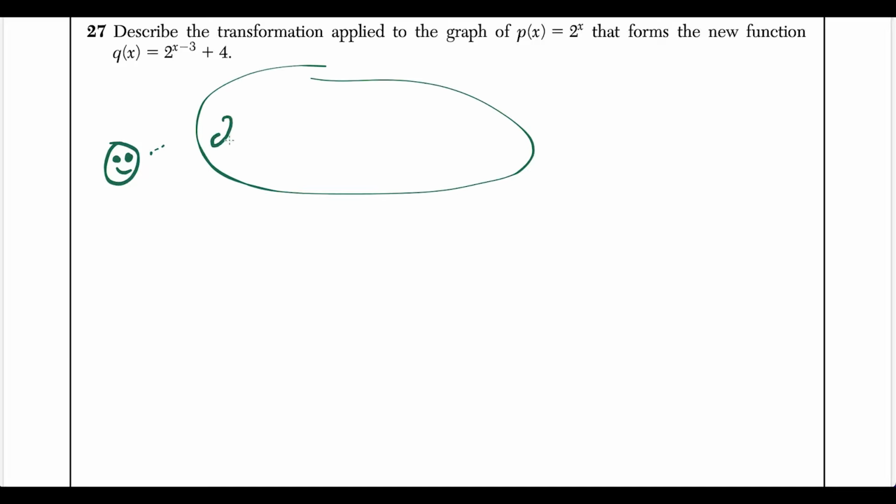And just know that when you have 2 to the x, and you replace the x with x minus 3, this moves the graph 3 units to the right. Okay, so this is moving us 3 units right. And then when we go from here to 2 to the x minus 3, and then we tack on a plus 4, this sends us 4 units up. So if you know your transformation rules, then this question you could answer just by thinking about which transformations are actually being applied.